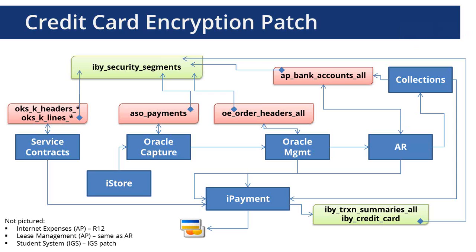The fortunate thing is that after the credit card encryption patch is enabled, all your credit cards end up in one table, IBUI security segments, which is very beneficial to have in one place. So you can do a little bit better security and manage it a little bit easier. So that's basically what the credit card encryption patch is doing. You run concurrent manager programs and it moves all that data.